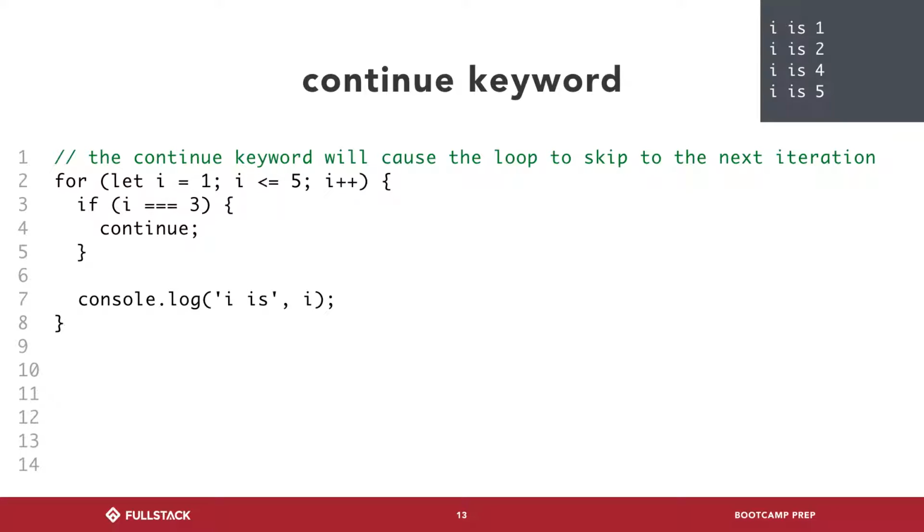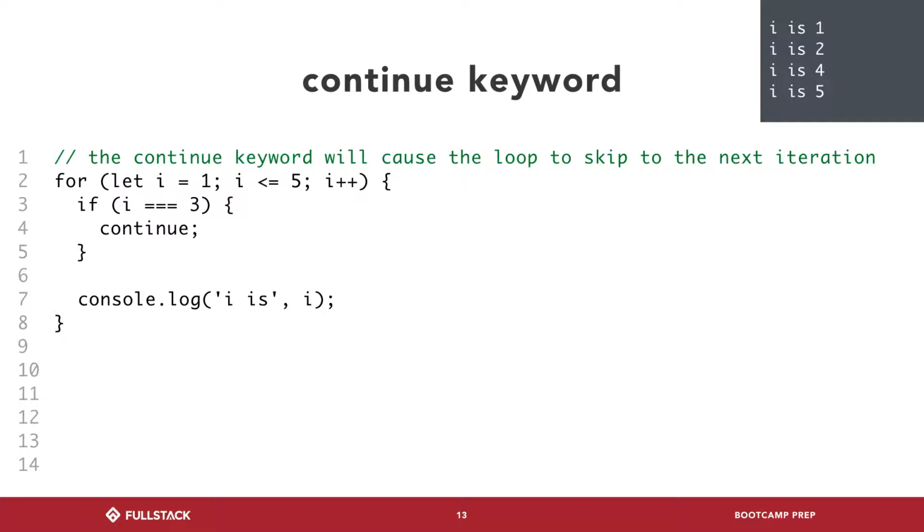Then I add 1 to I, and now in the second run, I is 2. I do the same thing, 2 is not 3, so I get to line 7 and say I is 2. At the end of the second run, I add 1 to I, so I is 3. Is 3 less than or equal to 5? Yes, so let's go inside this code. Is 3 equal to 3? The answer is yes. So we go into this if statement, and then we hit line 4. And at that point, we can continue.